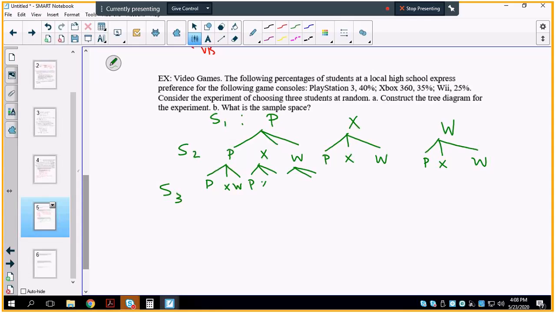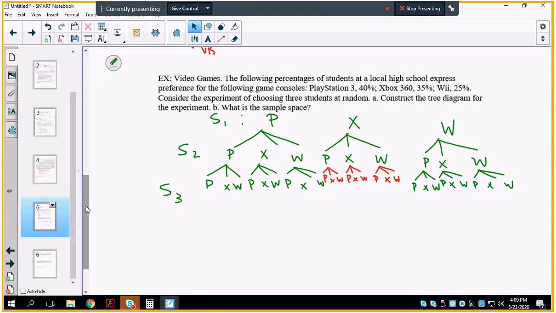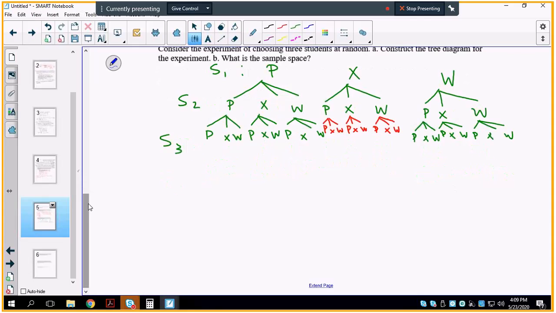PXW, PXW, PXW. This one, I'm going to use a different color so that I don't confuse myself. PXW, PXW, PXW. And finally, we will get PXW, PXW, PXW. And this is the way that you should write the sample space, because sample space counting can be a very challenging process if you have, say, 5 students. Then having the tree diagram is going to help you write down the exact sample space.